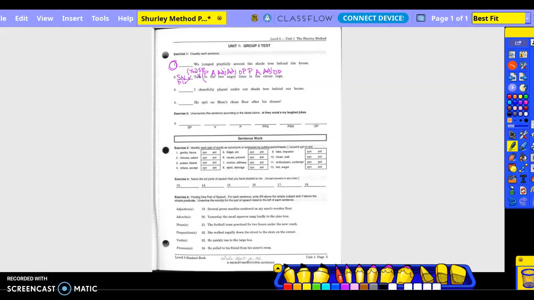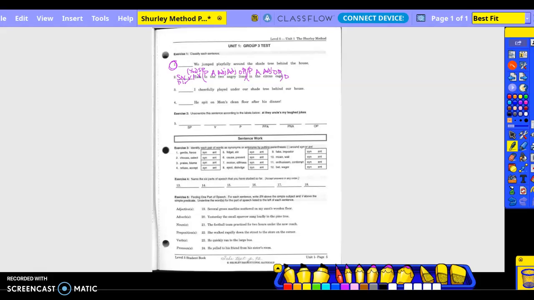To the 2 angry lions, prepositional phrase. In the circus cage, prepositional phrase. Period. Go back to the verb, divide the complete subject from the complete predicate. Is there an adverb exception? No, it's in the natural and inverted order.